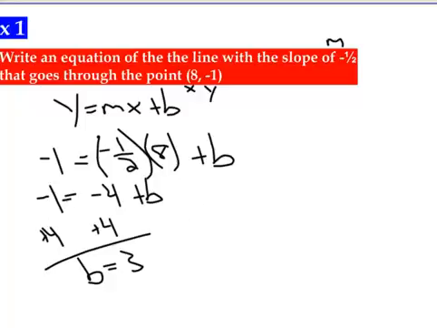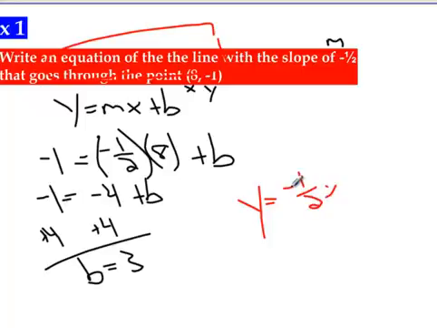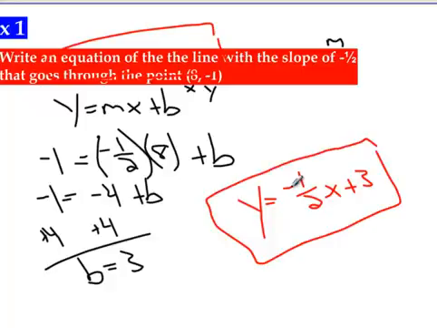Did we answer the question yet? No! The crowd says no. We want to write the equation of the line. B equals 3 is not an equation of a line. The equation of the line is y equals negative 1/2 x plus 3, what we solved for. So that is what we're after today.